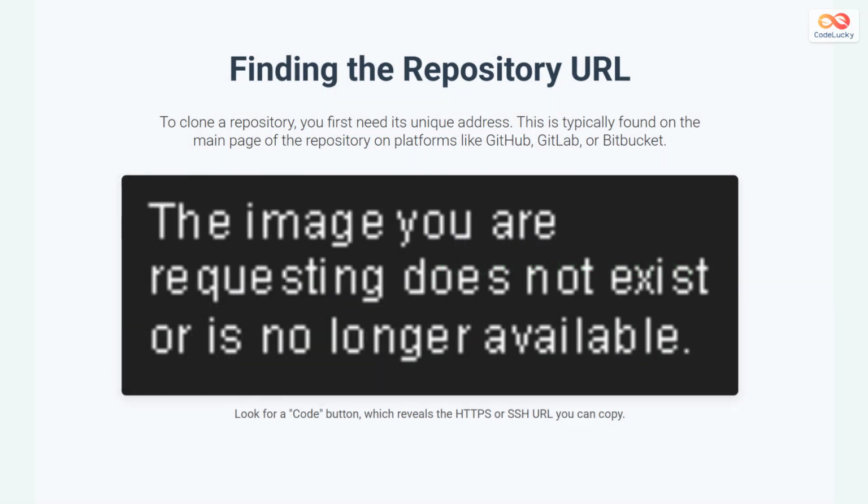To clone a project, you need its address, which is a URL. You can find this URL on the project's main page on sites like GitHub or GitLab. Usually, there's a prominent green button labeled Code. Clicking this button reveals the URL. For now, we'll focus on the HTTPS URL, which is the easiest to use.